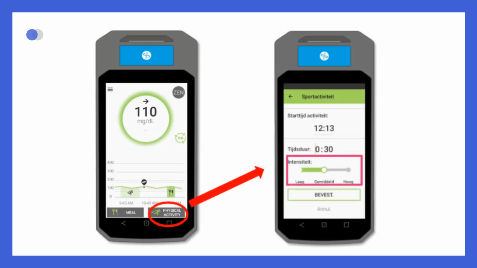How quickly this happens depends on the intensity of the sport you set. When exercising at lower intensity, basal insulin will resume faster after the activity than when you exercise at higher intensity.